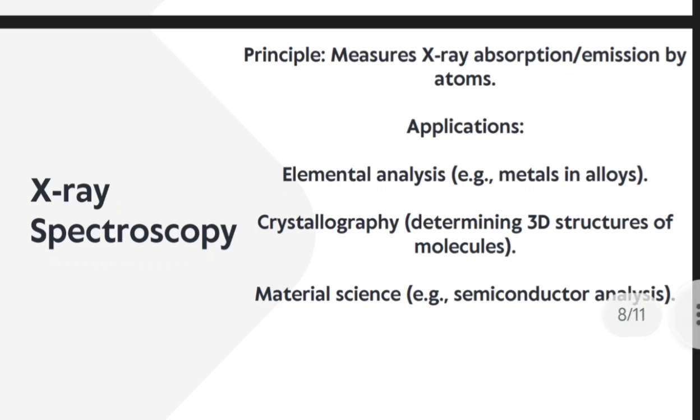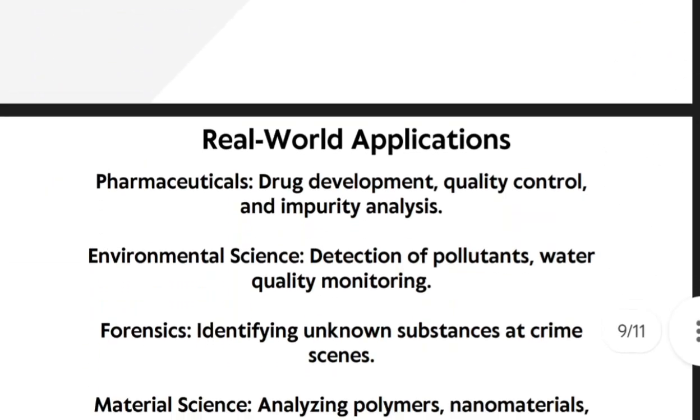Next one is X-ray spectroscopy. Principle involved within this technique is it measures X-ray absorption or emission by atoms. Applicable for elemental analysis like metals and alloys can effectively be analyzed with the help of this technique. Applicable in crystallography, that is determining 3D structures of molecules, and in material science as well, like semiconductor analysis.